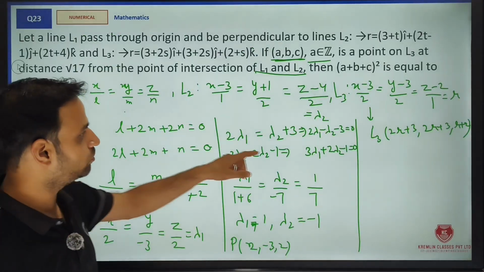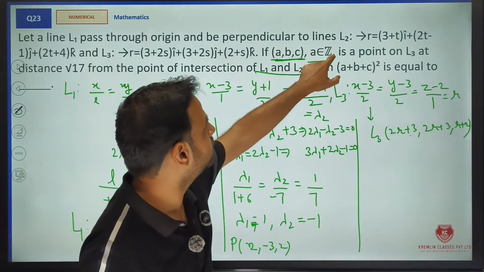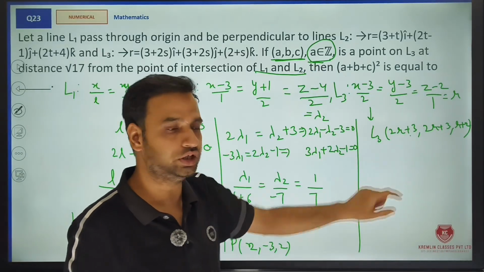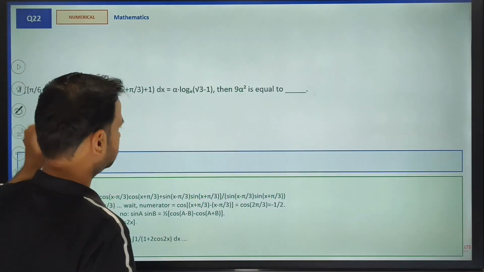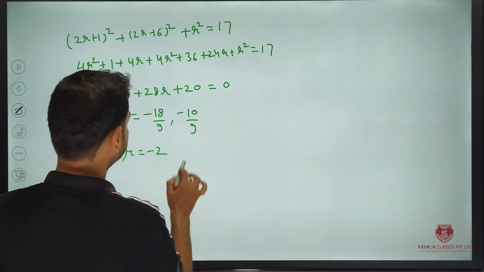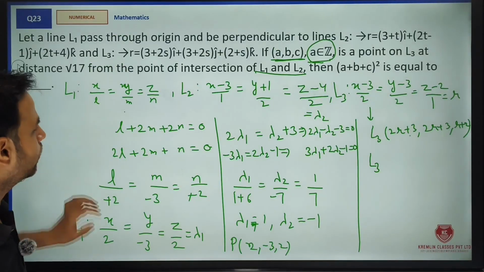So we have to find out the L3, and a should be integer. Here we are given a should be integer, means this should be integer. So r equal to minus 2 is only valid. R equal to minus 2 is valid. This is not valid because this will not give you the integer value.